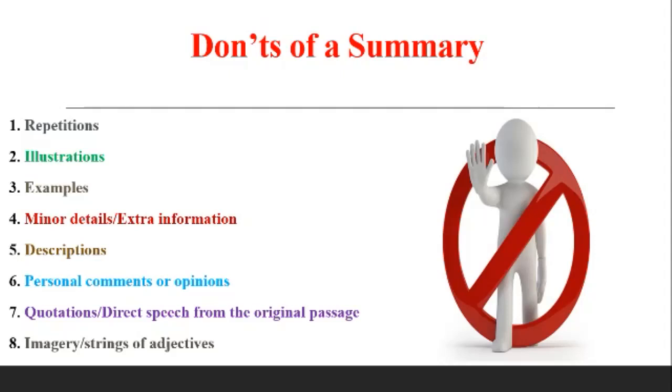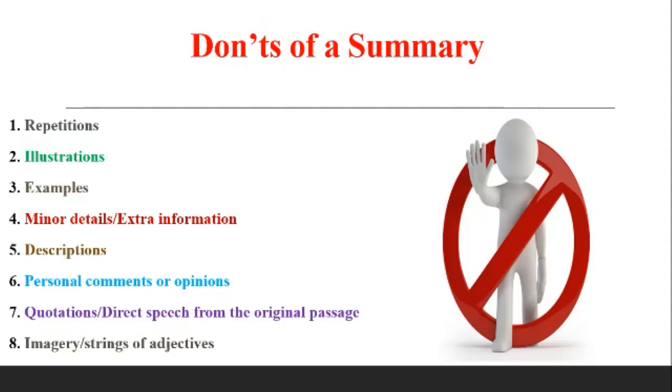Then you also avoid extra information, whether minor or major. Just go straight. Tell us what the information is. Don't give us details about the color of something, the height, the size, the shape, how long it took. Just tell us what that thing is. An event occurred. It was a sad event. Don't give us details about what happened. Descriptions: in your summary, you're not describing anything. It is a straight-to-the-point response. You might come across descriptions in the text, but you must know that they are not part of your work.